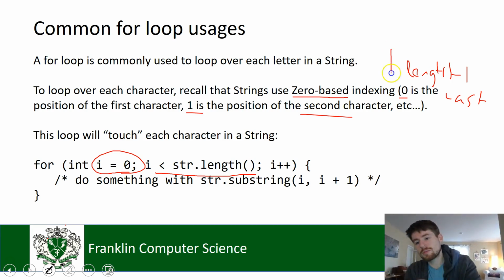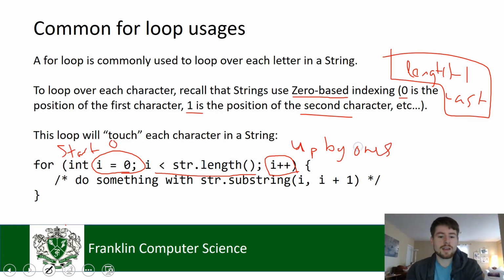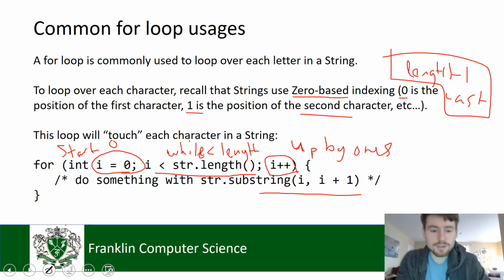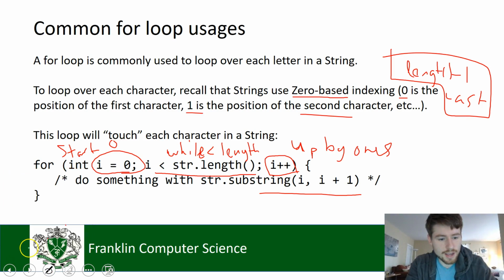Okay, so this would be the last index we'd want to process. And we go up by ones each time. Then inside, we do something with the substring that's at i to i plus 1. Okay, so we could take a walk through this with a particular example and see how this actually behaves as we intend it to.